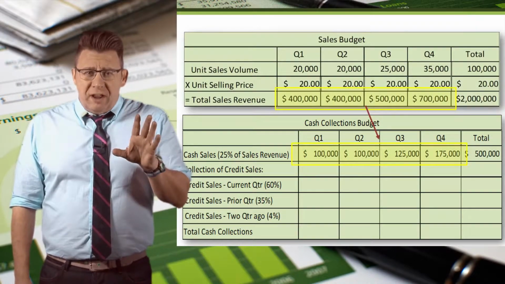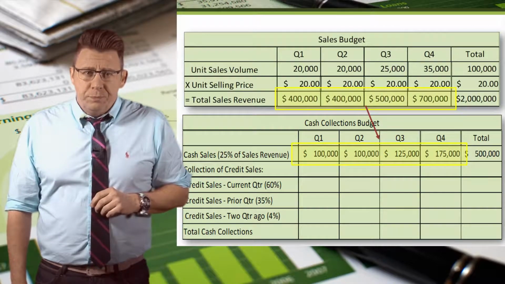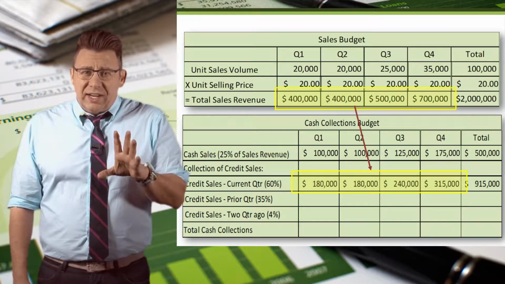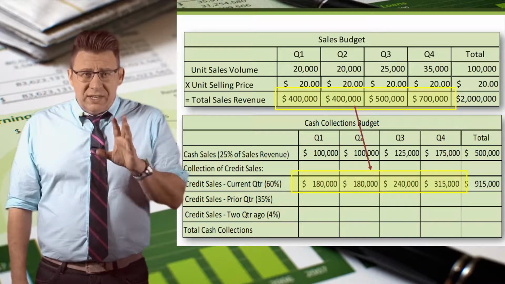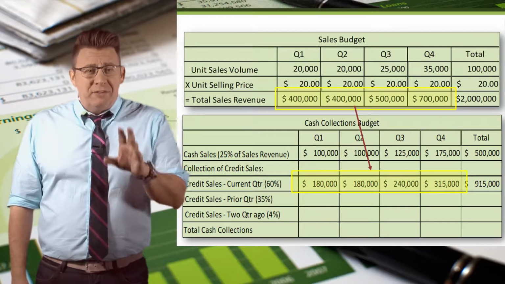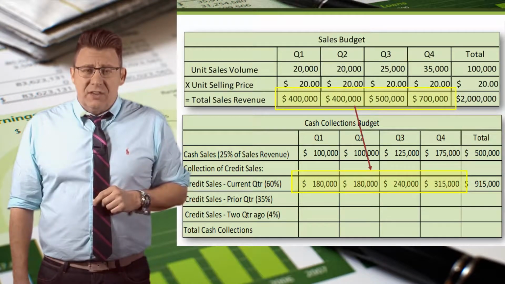So, 25% of sales revenue is the cash sales in each quarter. 60% of the credit sales are collected in the current quarter. So we need to take the total of sales revenue, subtract the cash sales to arrive at the credit sales, then 60% of that is collected in the current quarter.